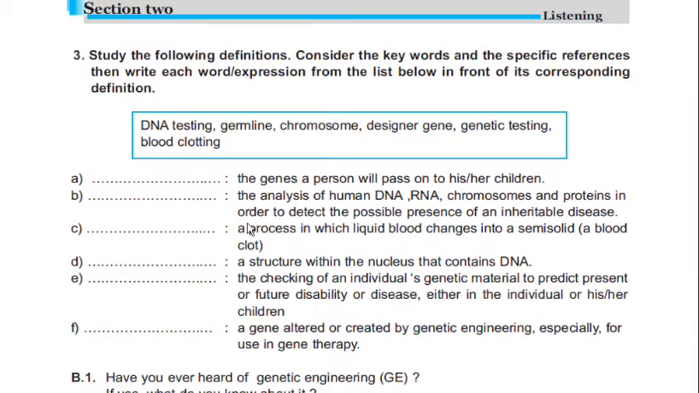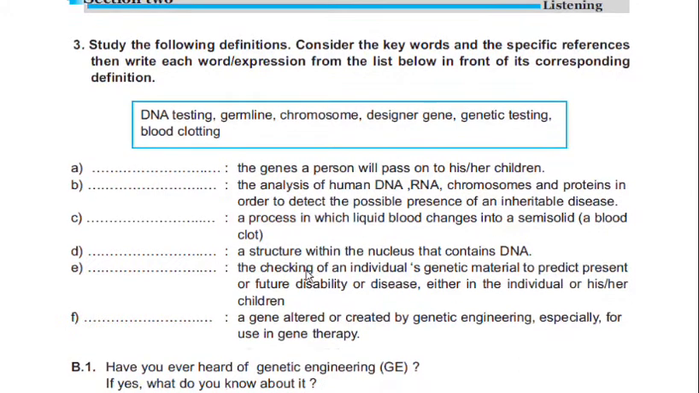So A, germline, B, DNA testing. C, the process in which liquid blood changes into semi-solid. Blood which circulates in your veins, in your body, is rather a liquid. But if it goes out, or because of some diseases, it becomes semi-solid, and that's what we call blood clotting. A structure within the nucleus that contains DNA, that's chromosome.